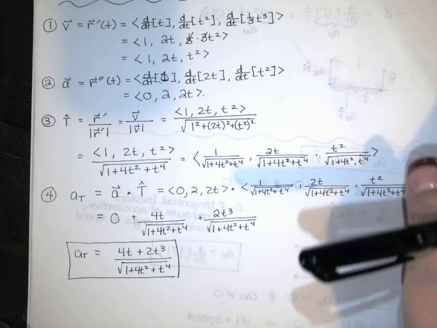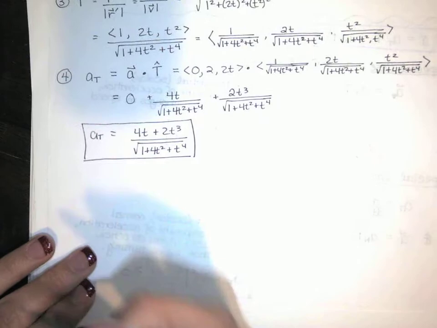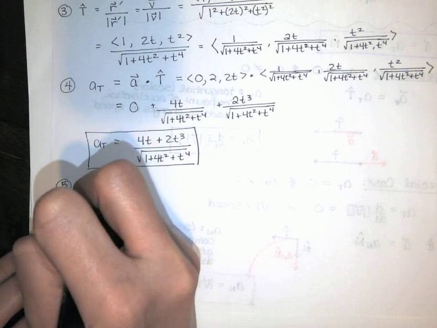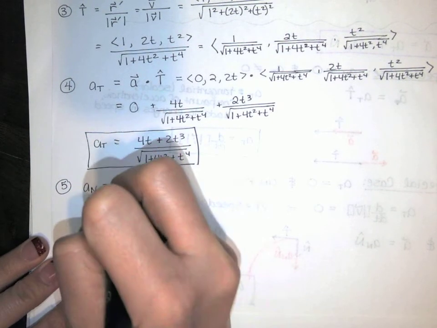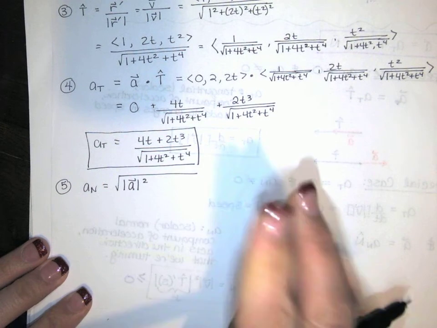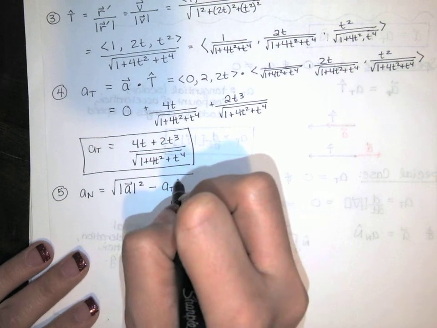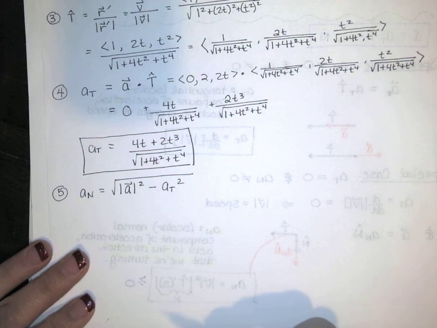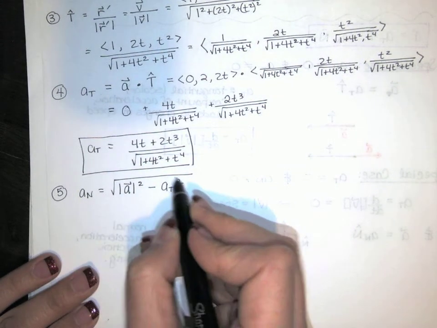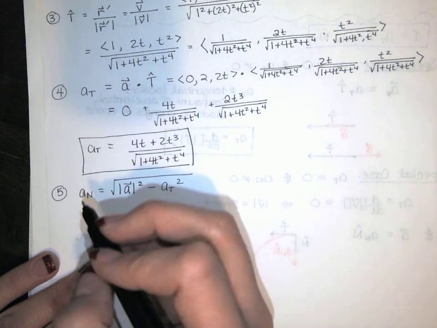Okay, so that's a sub t. And a sub n is this guy. By the Pythagorean Theorem, we take the magnitude of the acceleration vector, square it, subtract a sub t squared, and then take the square root. So I need this, and I've already got this, and then we're just going to put them together, subtract them, and take the square root.